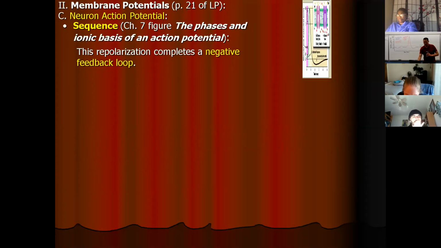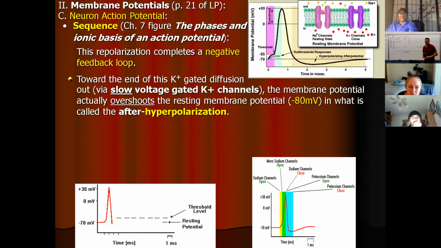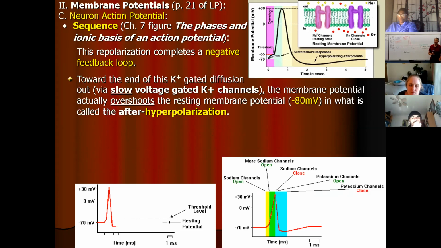First, it's the fast ones, and then it's the slow ones. They open kind of late. They open around here, and then they stay open. And because they stay open, it goes past -70. It overshoots -70 down to -80. And again, that's an example only. And that is referred to as the after hyperpolarization.